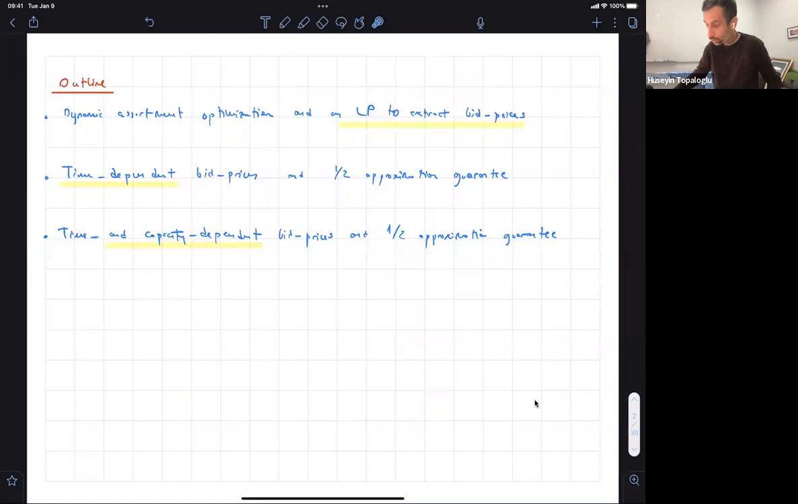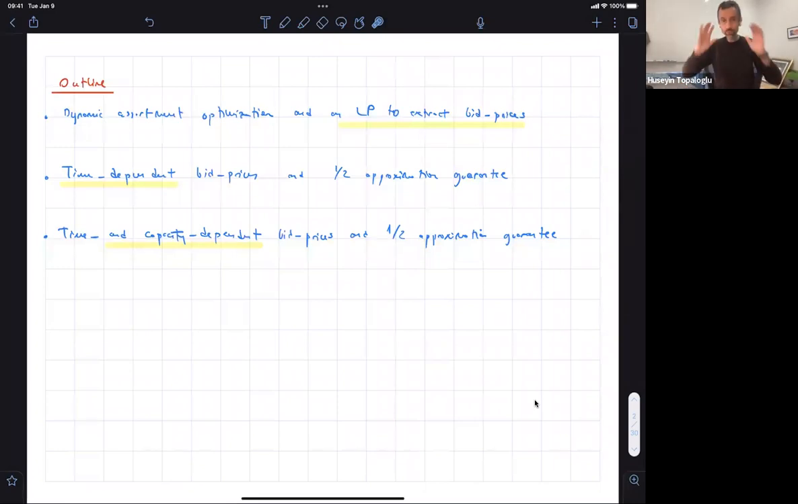So then we're going to construct not only time-dependent bid prices, but also capacity-dependent bid prices, and that is going to give us yet another half approximate policy. And now we're going to look at some experiments that compare the performance of these time and capacity-dependent bid prices. Okay, so this is the outline for today.